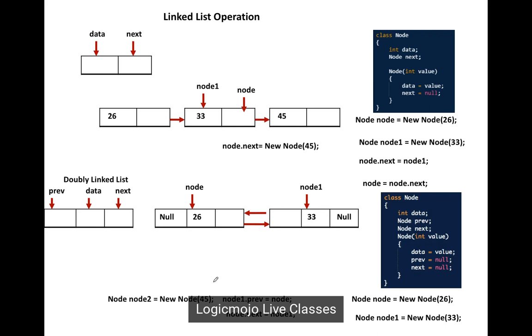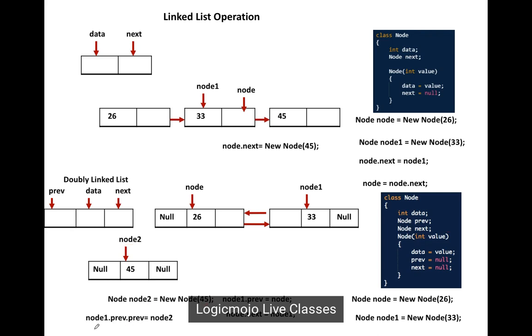Now let's create another node. So I'll create another node, that is node 2. So we create the instance of this class node, which is node 2, where we have the data as 45. So basically it will call the constructor, and here we pass the value as 45. The previous and next will be null. So the previous and next is null here.